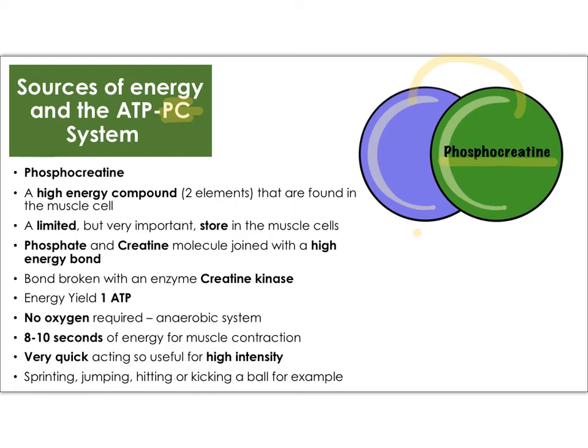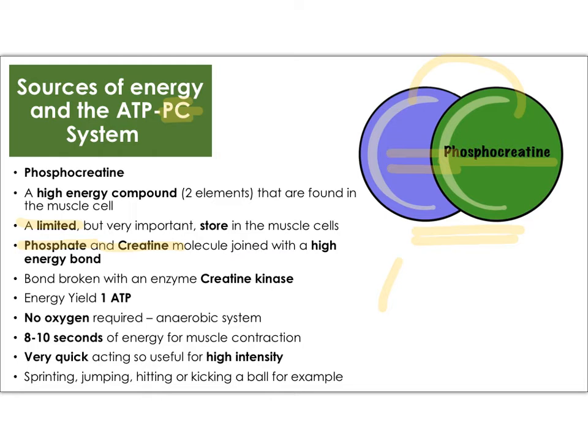We have stores of them in our skeletal muscle, but those stores are very limited. We can train our muscle to store more of this. If we don't use it, our muscles will store less of this. Essentially, the phosphate and the creatine molecules are joined together with another high energy bond.